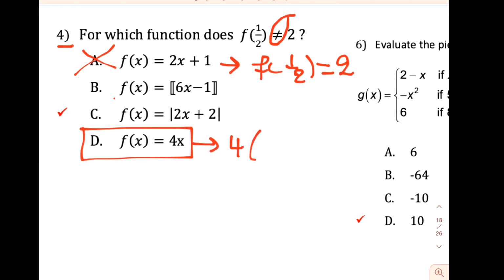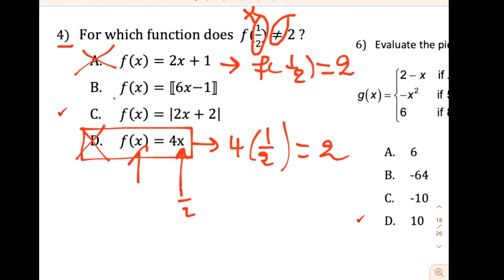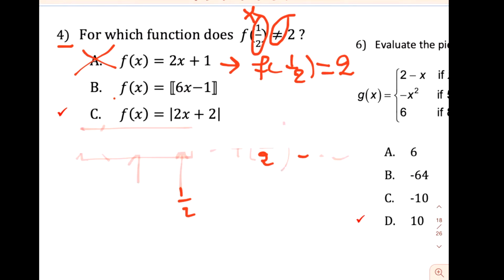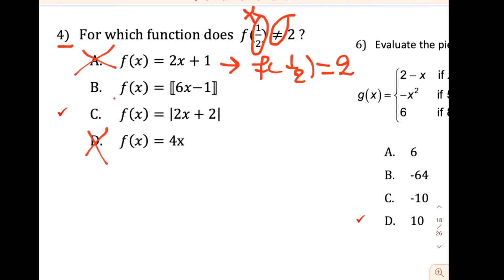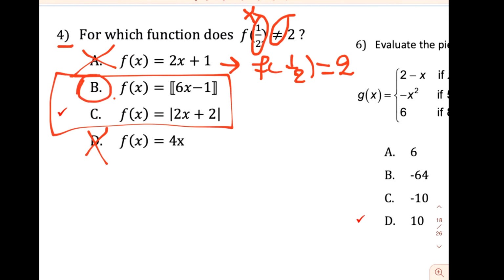4 times half. Just substitute x with half. Remember, this is x, okay? So you put x equals half. 4 times half equals 2. So this one gives 2. So it's not D. As you can see, we have only 2 options left. Okay? So it's not A, it's not D. We have these 2 options left. Okay? Let me try this one and show you that this one is as well 2.